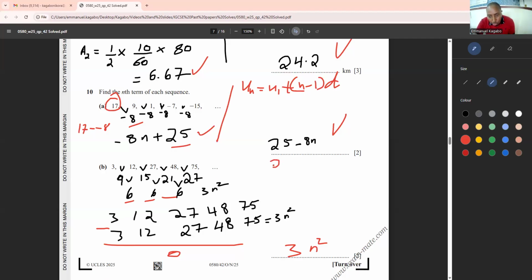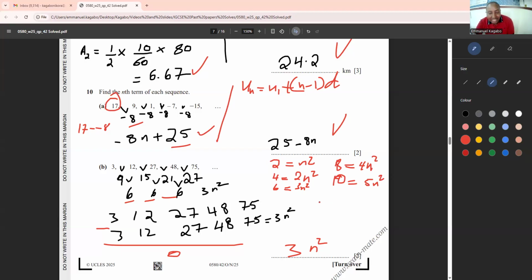If the second difference is 2, it means you're going to use n squared. If the second difference is 4, it's going to be 2n squared. If the second difference is 6, it's going to be 3n squared. n squared means square number. If it is 8, sorry, it's going to be 4n squared. I hope you see the pattern. What if it's 10? It's going to be 5n squared. Okay, the pattern goes on.